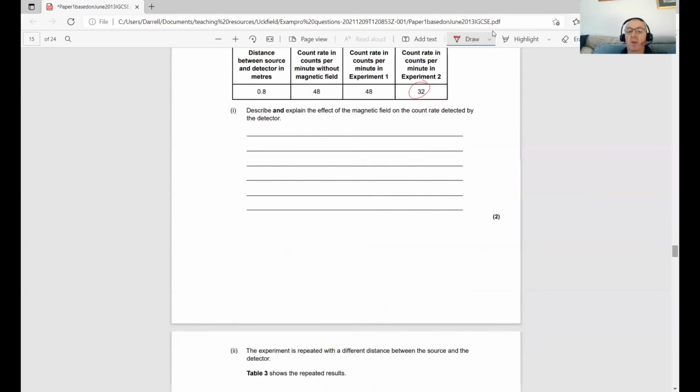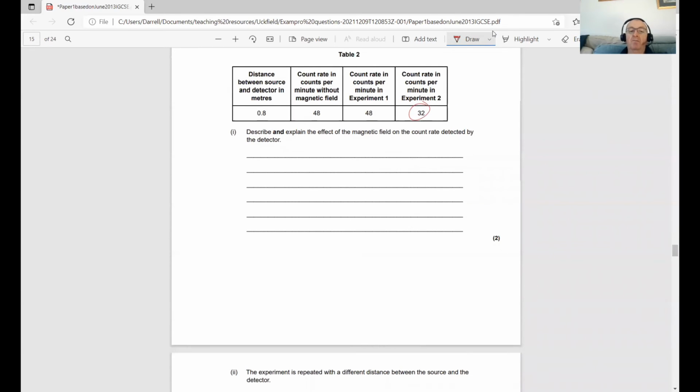So again, for 2 marks, I would say in experiment 1, no effect. In experiment 2, the magnetic field, the B field, deflects the beta particles. So fewer arrive at the detector.